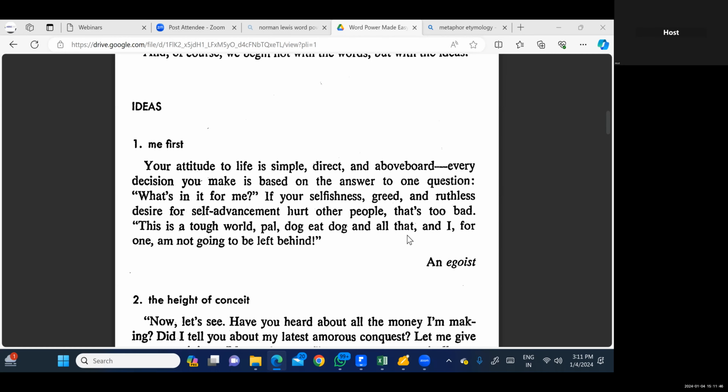Let's say you have a person. There's one person, and his attitude to life is very simple, direct, and above board. Every decision he makes is based on the answer to one question: what's in it for me? Do you remember? I have already told you this in the communication class. Who remembers what's in it for me?